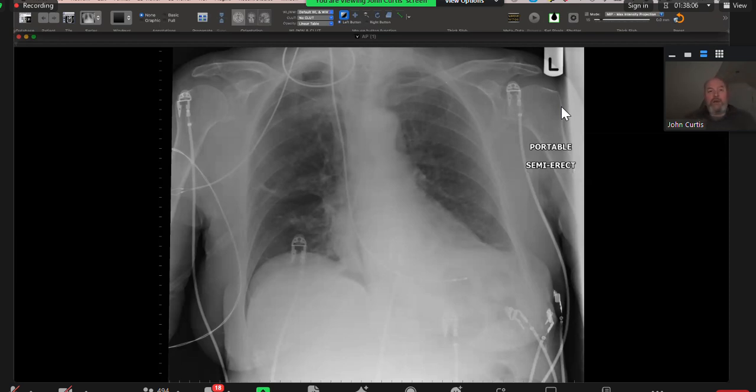Go ahead, candidate one. Sir, this is a radiograph of the chest in semi-erect position of an adult patient, showing multiple ECG leads, and there is a central venous catheter, the tip of which is noted in the right ventricle. So this, I guess, is a Swan-Ganz catheter.